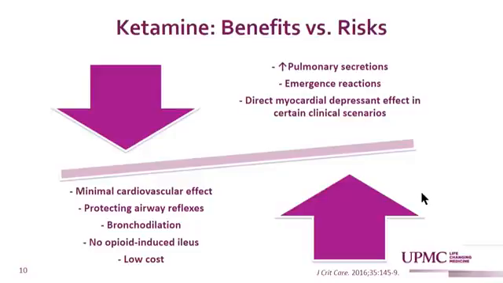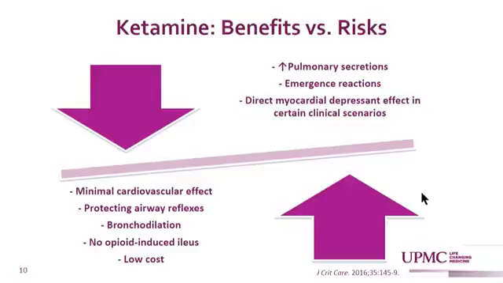Also, ketamine increases the systemic catecholamine concentration by inhibiting their reuptake. So this will lead to increased blood pressure and heart rate. Ketamine also doesn't have opioid-induced ileus problems. It's very cheap compared to other agents. Ketamine also comes with side effects that sometimes limit our use. It increases pulmonary secretions, and in the absence of autonomic control, it can act as a direct myocardial depressant. So hypotension and cardiac arrest can happen in patients with diminished myocardial contractility.